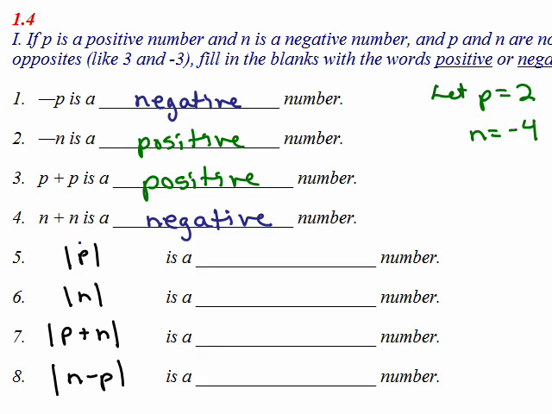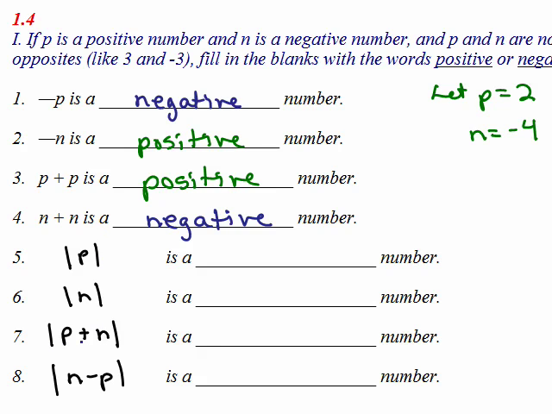All right. Number 5, 6, 7, and 8, notice those are all absolute values. But when you have the absolute value of anything, the answer is never negative. So it could be 0 or positive. But I've told you that these numbers P and N are not 0 because I've said they're either a negative or positive number. So none of these absolute values will be 0.